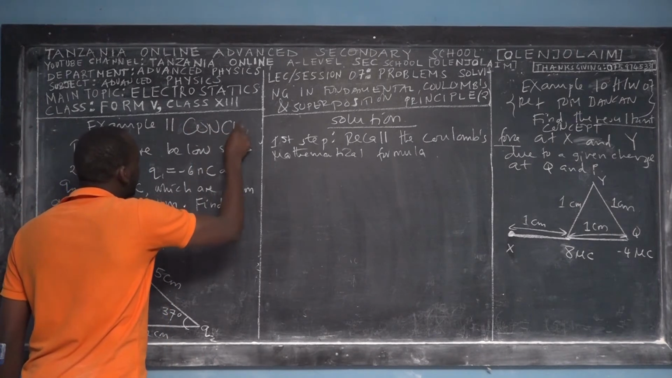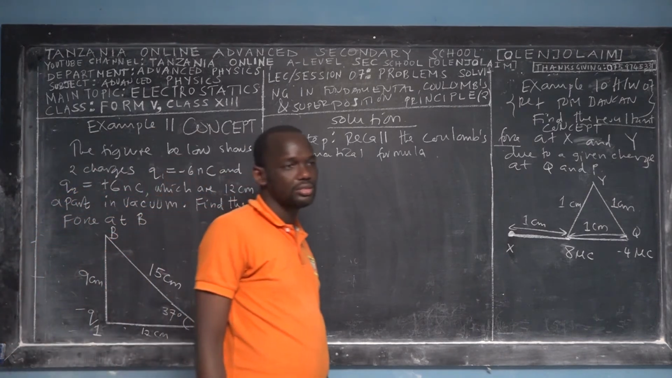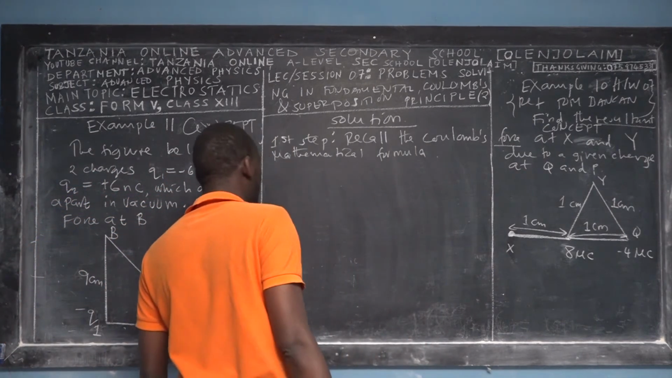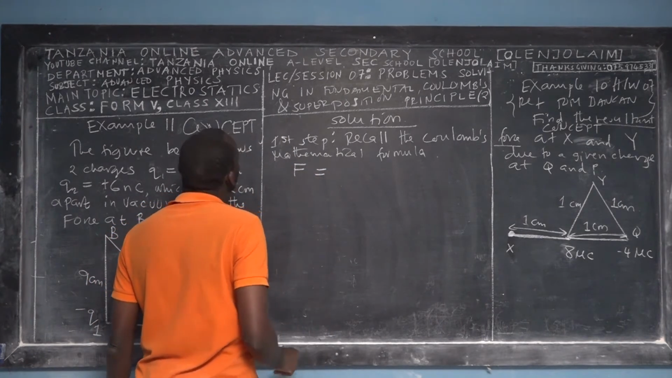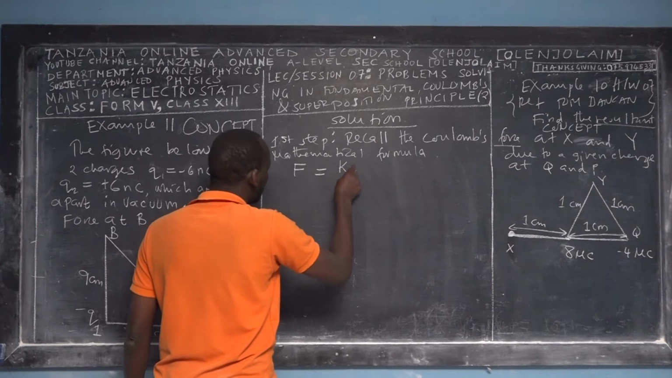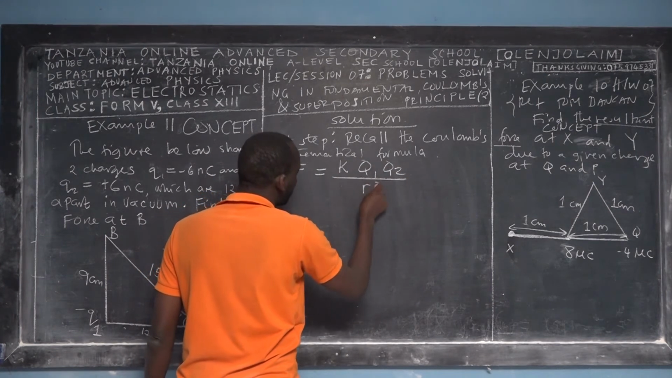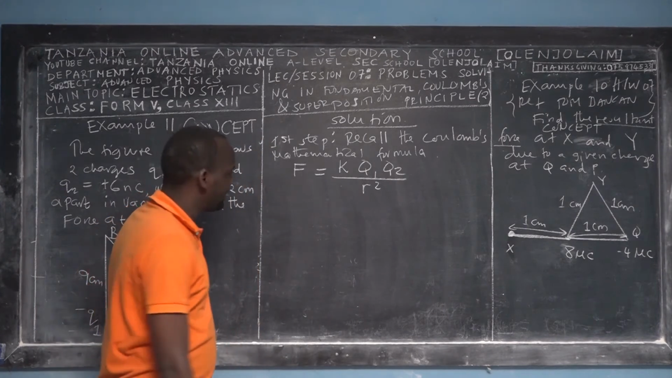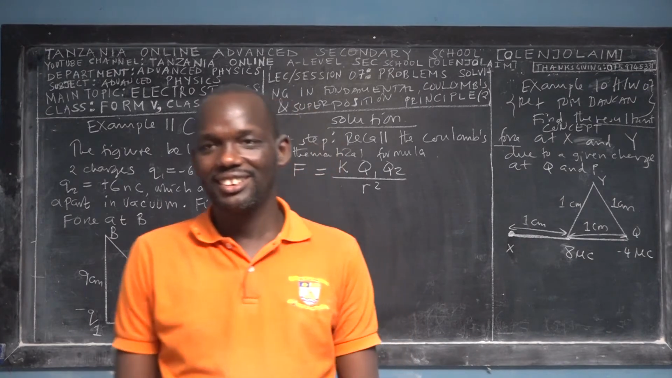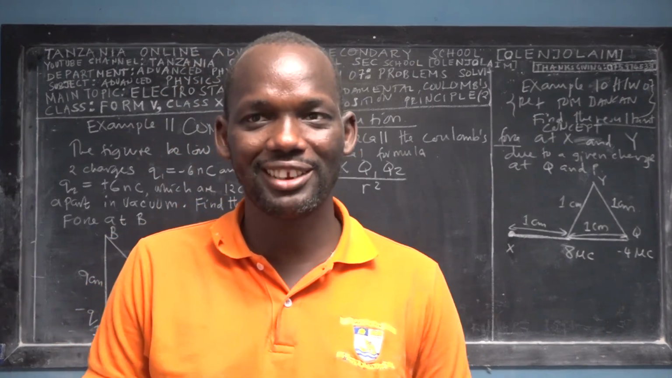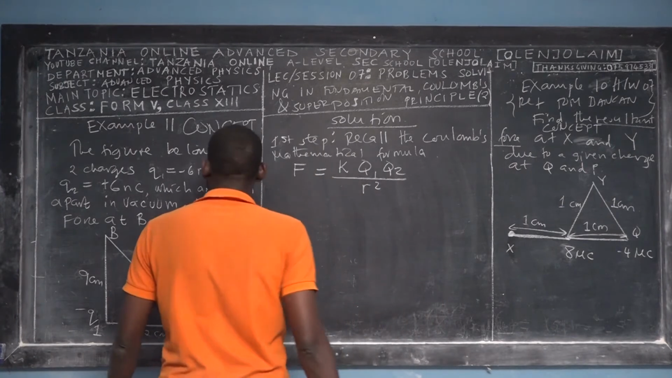I will show you a concept that I haven't shown in the previous examples, or we didn't touch it seriously. So you say the electrostatic force of attraction or repulsion is equal to the proportionality constant k times Q1 times Q2 over the square of the distance between them. Having the formula is not a problem for advanced level. The problem now is how you can use that formula to solve a given problem.